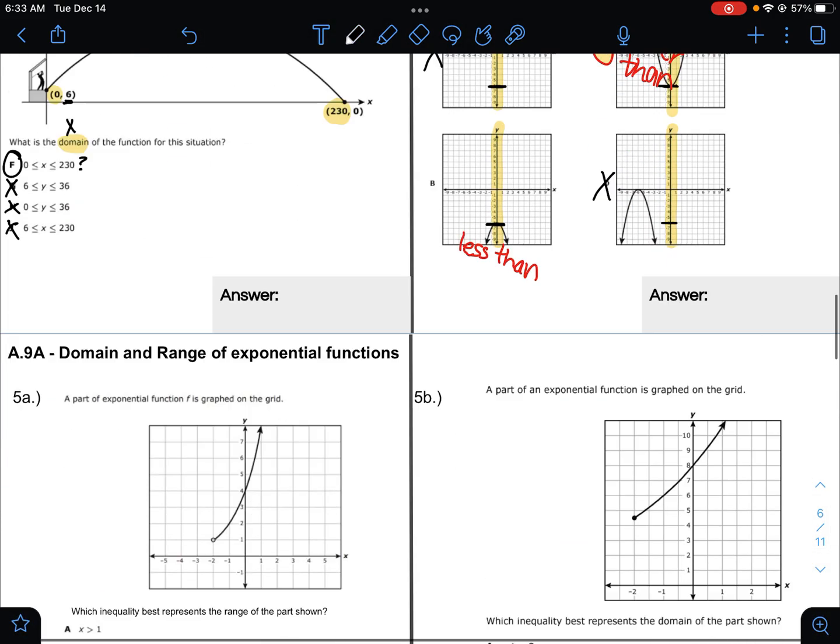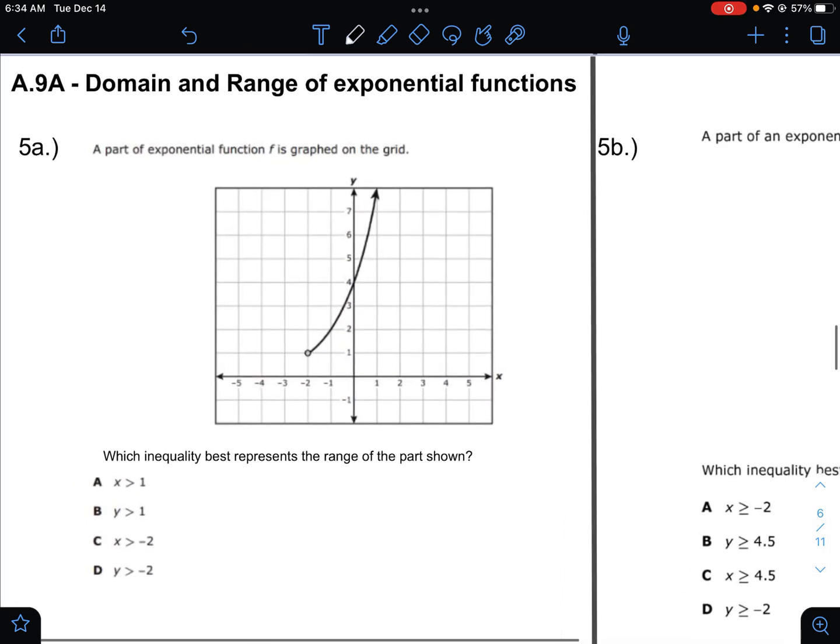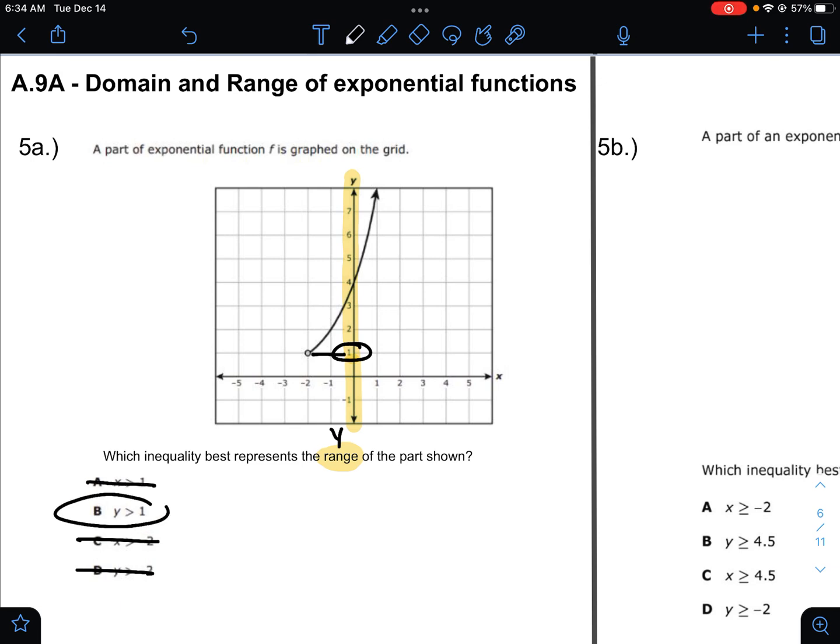Okay. Looking at the next one, more domain and range. This time it's of an exponential function. So which inequality best represents the range? So again, we know that our range is our y values, so we highlight our y-axis. Okay. I look and I draw a line to my y-axis. It's starting at -1. So I can eliminate the answer choices that use -2 and the answer choice that uses x. So my answer is B.